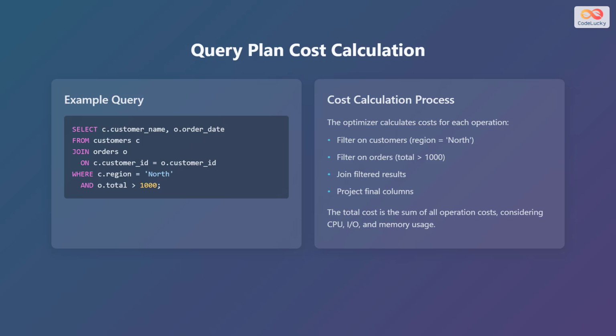The optimizer evaluates costs for each operation, including filtering customers by region, filtering orders by total amount, joining the filtered results, and projecting the final columns. The overall cost is derived by summing the costs of all operations, factoring in central processing unit usage, input-output operations, and memory consumption.